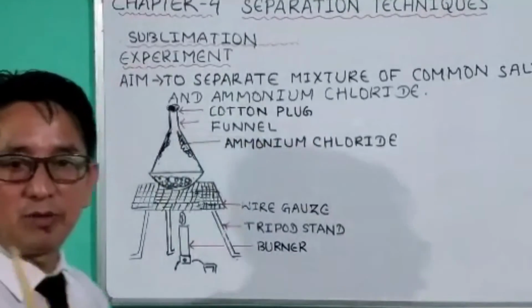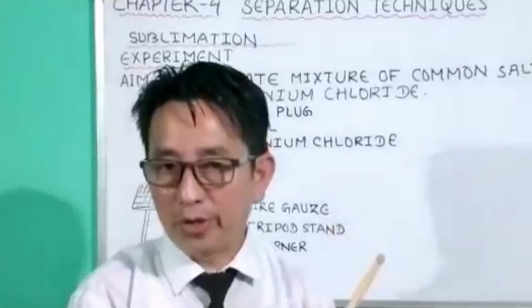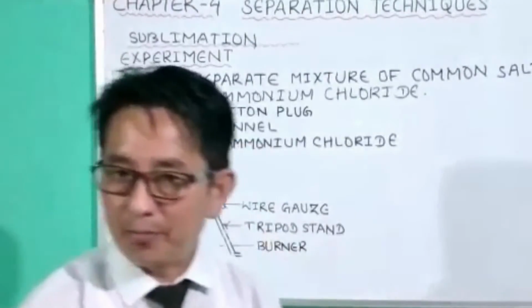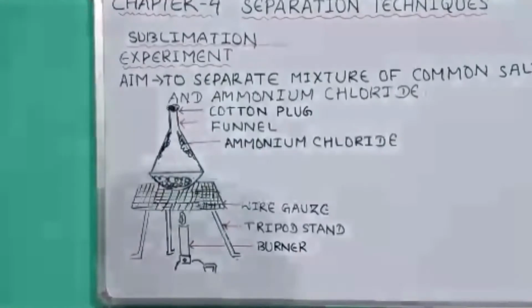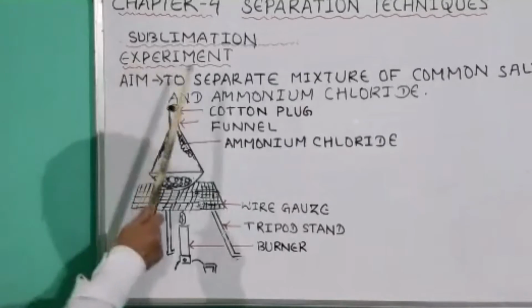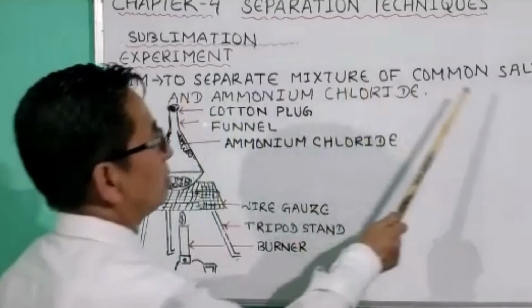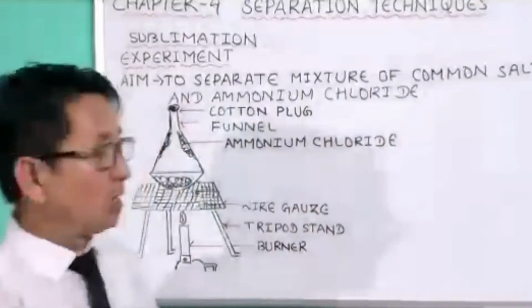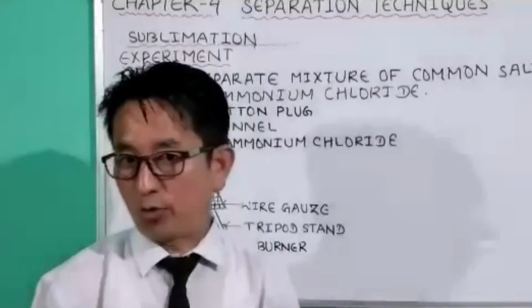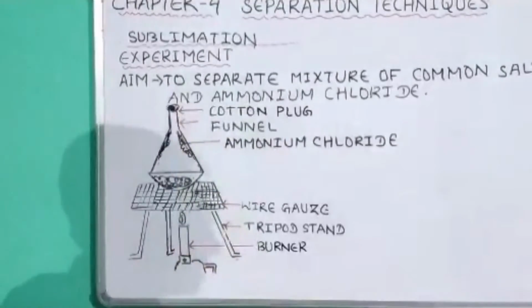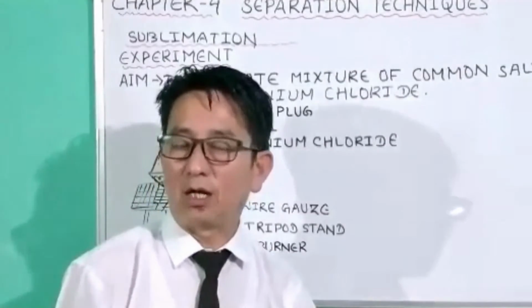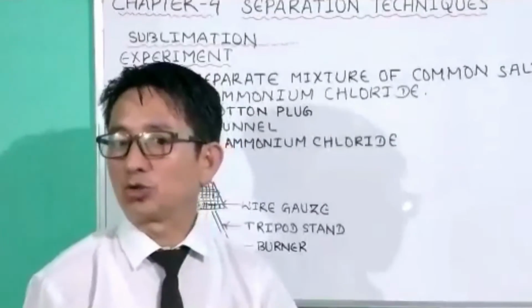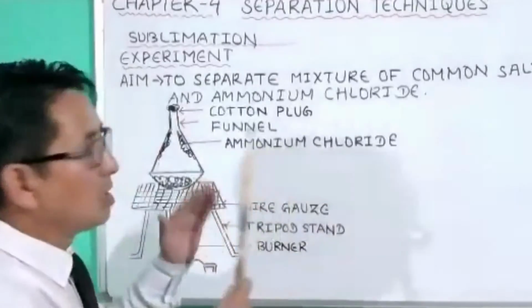There are so many sublimable substances: iodine, ammonium chloride, naphthalene balls, camphor, etc. Now, I would like to explain the process of sublimation through a simple experiment. Here, the experiment aims to separate the mixture of common salt and ammonium chloride. As you know, ammonium chloride is a sublimable substance, whereas common salt is a non-sublimable substance. So sublimation is used to separate this mixture.